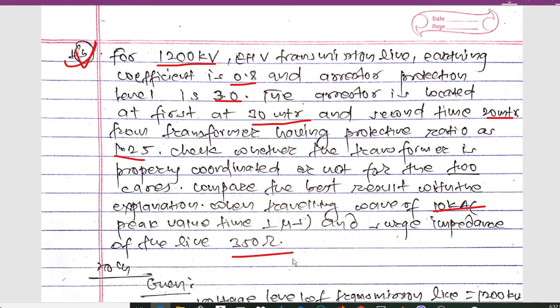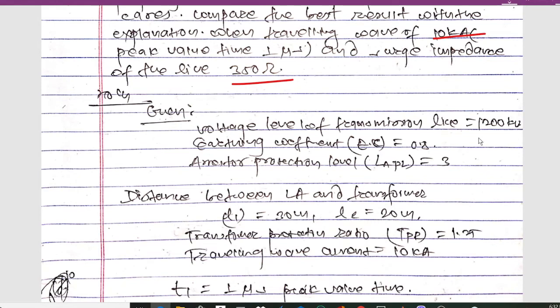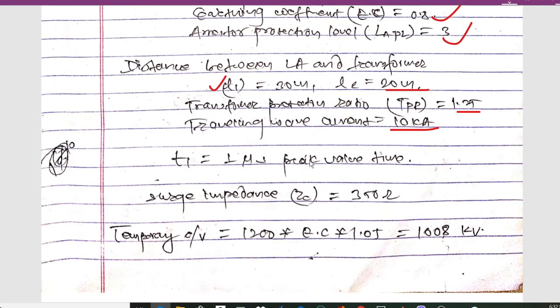So here all the data is given in the question. The voltage level of the transmission line is 1200 kilovolt. Similarly, the earthing coefficient is given as 0.8, the arrestor protection level is also given as 3, and the distance between the LA and the transformer. So here we have two distances given. First one is L1 equal to 30 meters and the second one is 20 meters, and the transformer protection ratio is given as 1.25, and the traveling wave is given as 10 kiloamperes, and also T1 as 1 microsecond peak value time is given, and source impedance is given as 350 ohms. So all this data is given in the question.